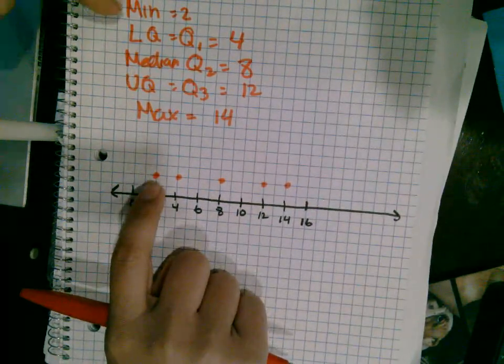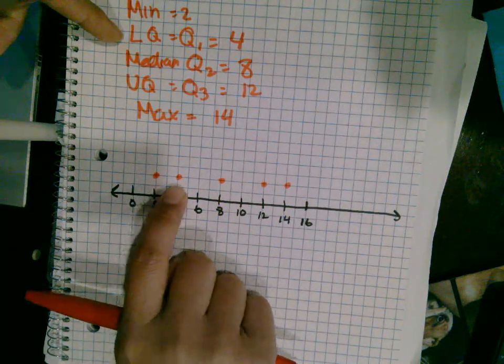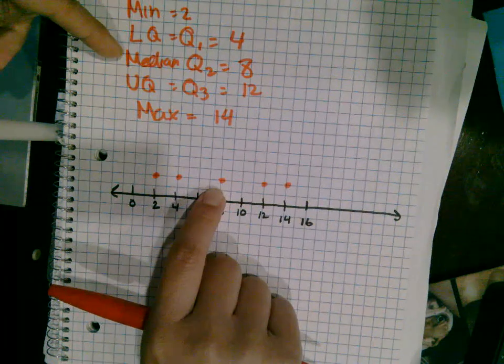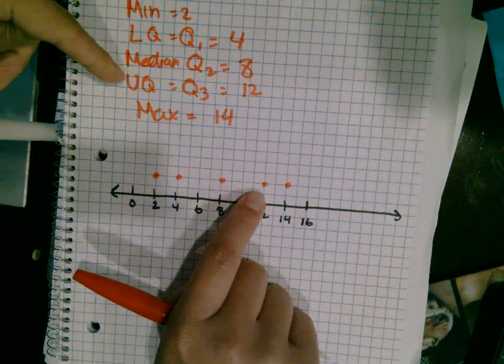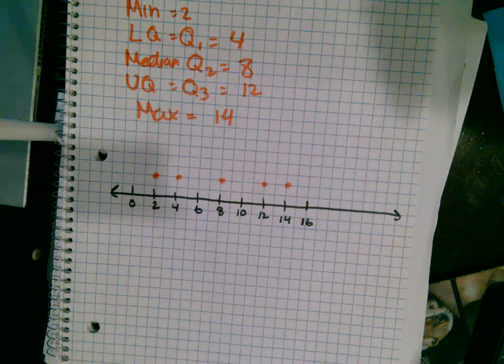So the first dot represents your minimum. The second dot represents your lower quartile, quartile 1. Your third dot represents your median, quartile 2. This dot represents your upper quartile, and the last dot represents your maximum. So this is how it's on a graph.